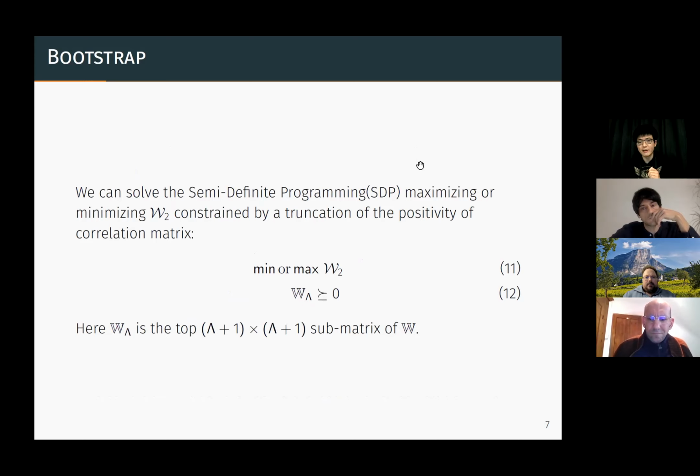We can use the semi-definite programming we just introduced to solve the minimization or maximization of W2. Of course, if we want to implement this numerically, we need to select the top (λ+1) times (λ+1) submatrix of the correlation matrix. This must be true, but does this really work?